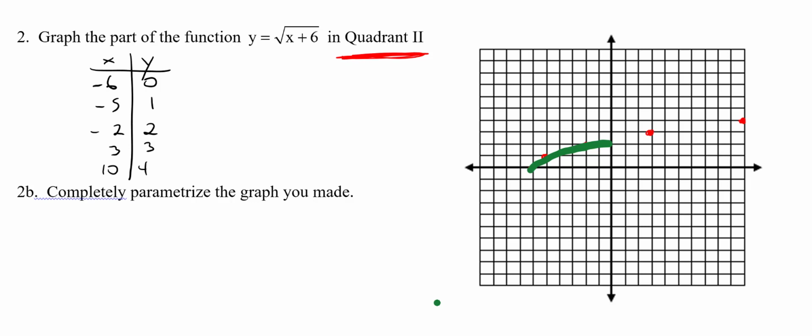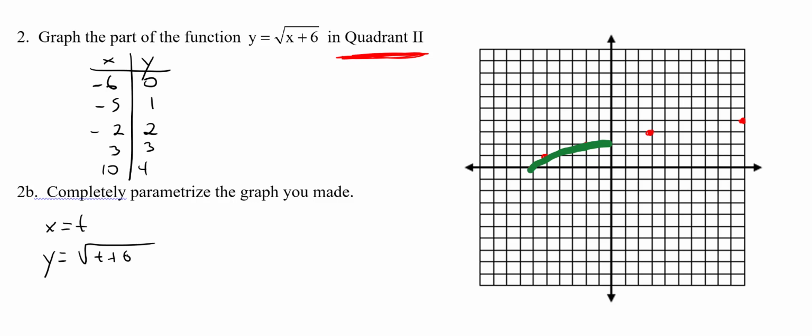Okay. So let's look at number 2b. I need to completely parameterize it. So again, it's going to be really easy. You're going to say x equals t and y is equal to the square root of, and of course in terms of t, well, t is x, so I can just say t plus 6. Super easy to parameterize it.